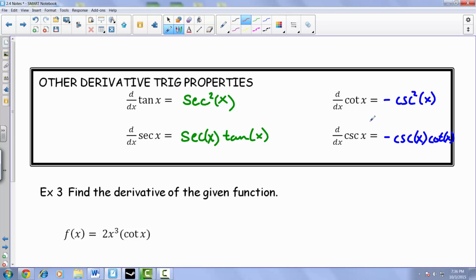But first, what we need to talk about is this item called the quotient rule. Before we can describe the proofs behind these, we have to get to the quotient rule. So for right now, all that we need to know is that these are the corresponding derivatives.